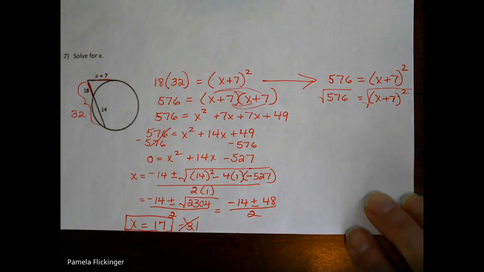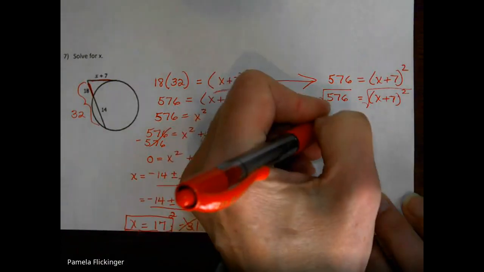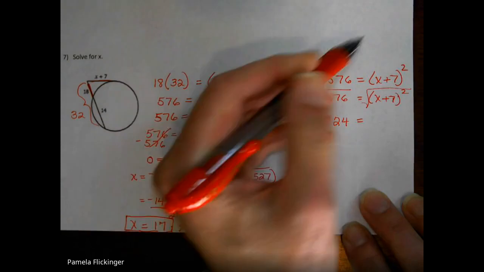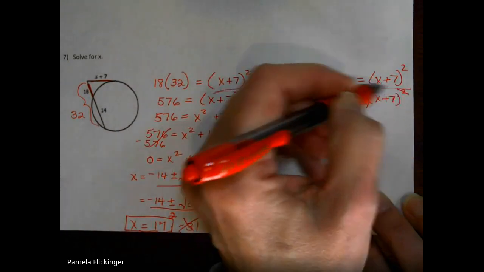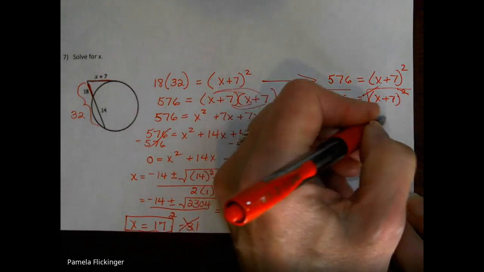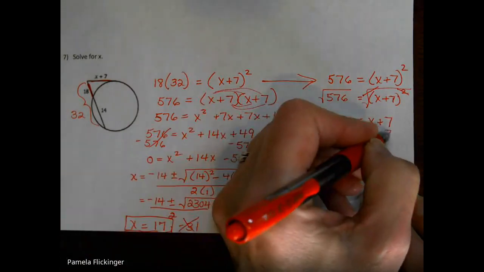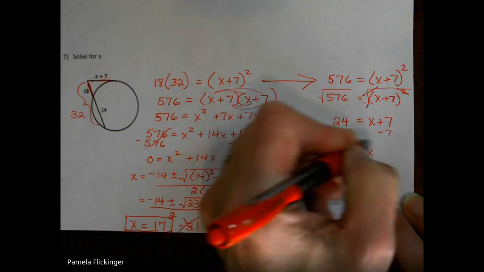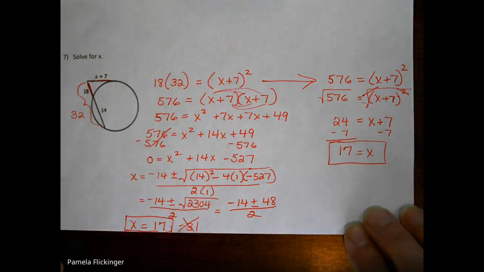But when we do take the square root of 576, we get 24. So I can take the square root of the left, and then I can take the square root of this because the squaring and square rooting cancel. So 24 would equal x plus 7. And then all I would need to do is subtract 7 to get 17 for x. And I know you guys are going, why didn't you just show us that way? Because it doesn't always work.